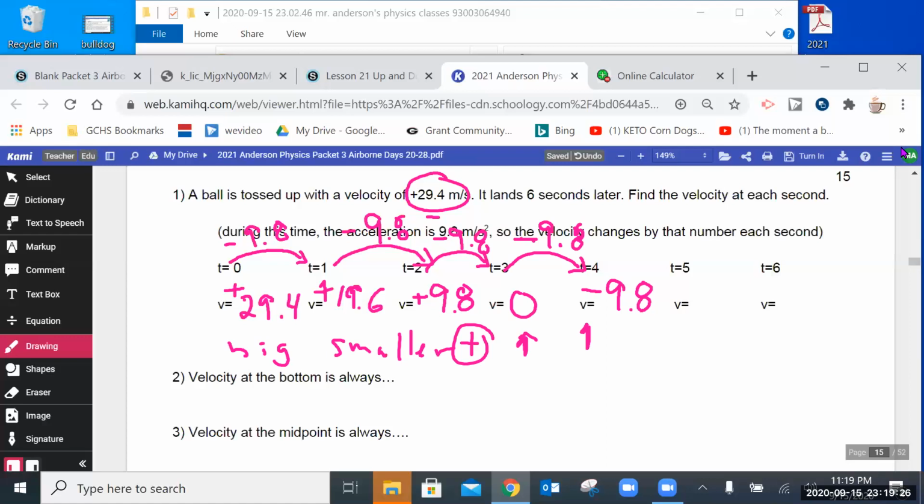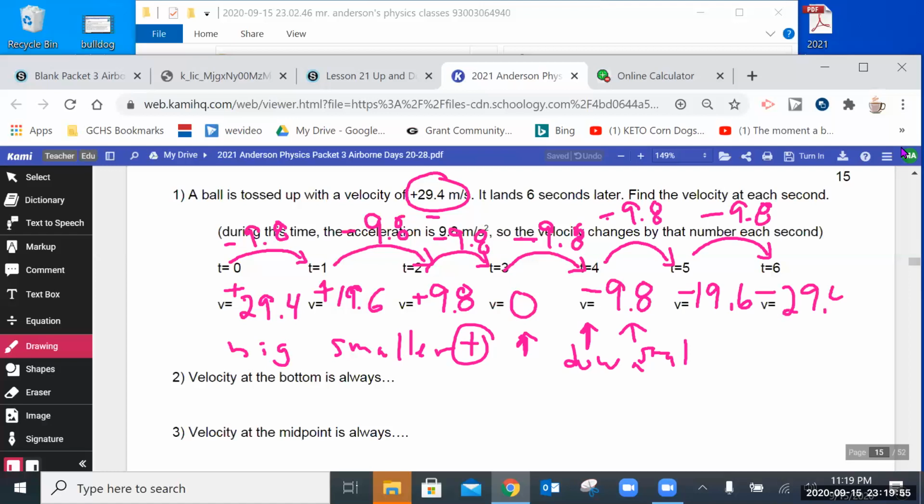So we see that it has a negative sign, meaning that it's down. And we start off with a relatively small number, and it's going to get bigger and bigger in the negative direction, meaning faster and faster downwards. Okay, so during the next second, it changes by, again, negative 9.8. We get negative 19.6. At the end of another second, it's now going negative 29.4.